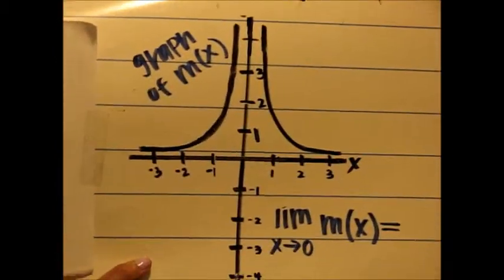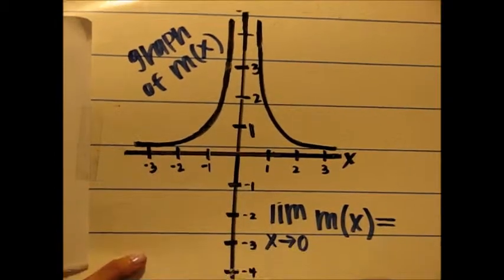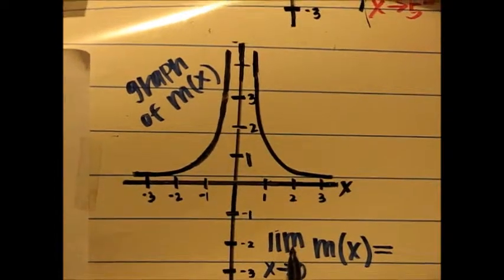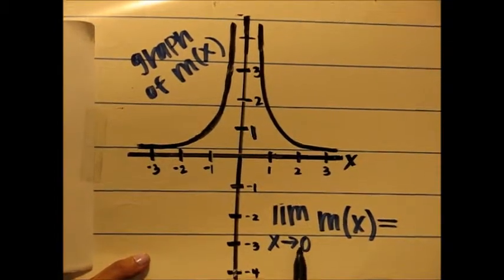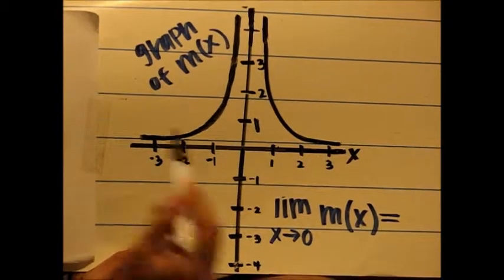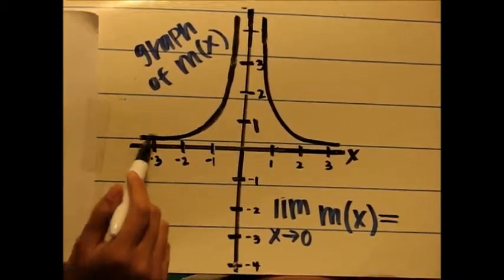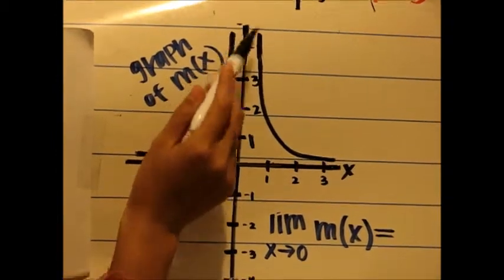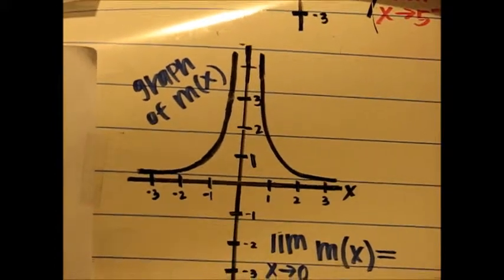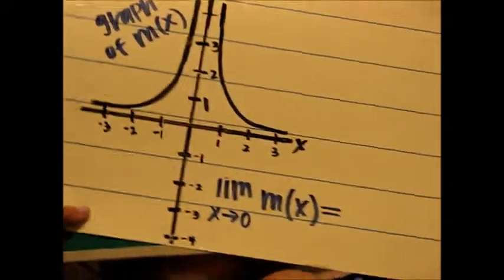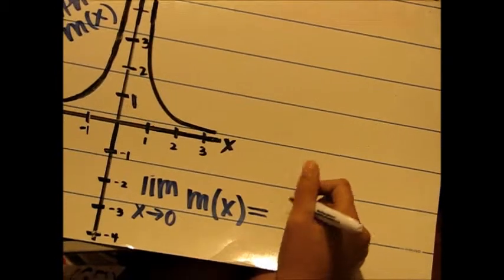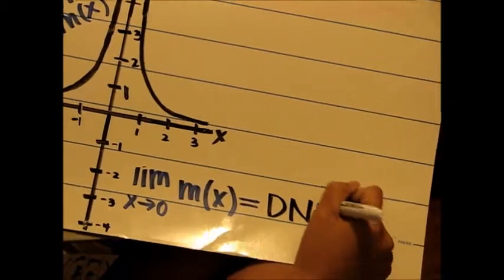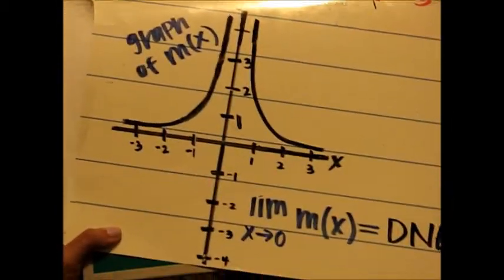So the second type of behavior is called unbounded behavior. Let's call this graph the graph of m of x. And now we're trying to find the limit as x approaches 0 for the function m of x. However, as you can tell from this graph, as it is approaching 0 from the left and right hand side, there is no number that it is approaching. And because of this, the limit as x approaches 0 of m of x does not exist because the behavior is unbounded.